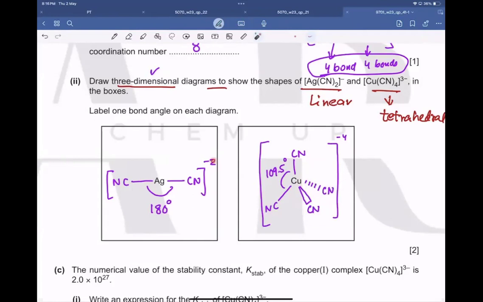Yeah, it's -1. Thank you, Shahan. Which charge is -3, Mariam? Yeah, my bad. It's -3. Sorry.